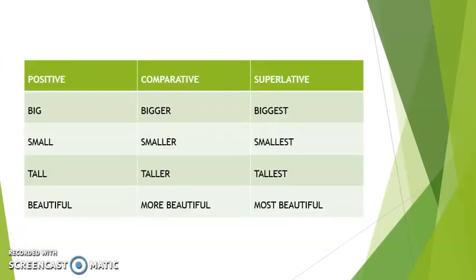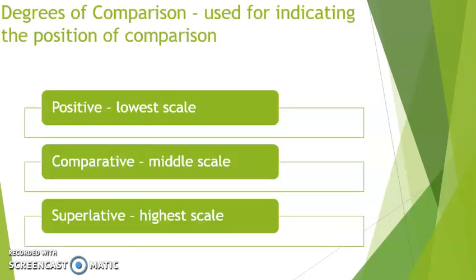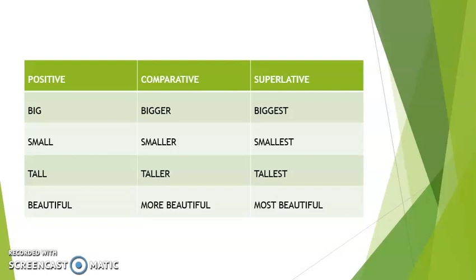Then we have degrees of comparison, where we have positive, comparative, and superlative degrees, where positive pinpoints the lower scale and superlative the higher scale. When I give you the examples, it becomes easy for you. We have big, bigger, biggest: big, a higher degree bigger, and the highest, biggest. And look at beautiful, more beautiful, and most beautiful. Beautiful has more than one syllable, and therefore you cannot say beautifuler, so it becomes more beautiful and most beautiful. Then we have small, smaller, smallest, tall, taller, and tallest.